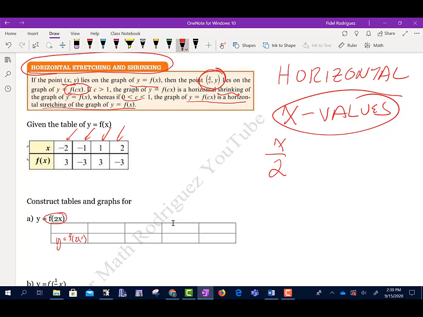So -2 divided by 2, -1. -1 divided by 2, -1/2. 1 divided by 2, +1/2. 2 divided by 2 is going to be 1. Okay. So those are my new x values. My y values, guys, are not going to change because the 2 is on the inside of the parentheses, which is changing the x values, not the y. Okay.